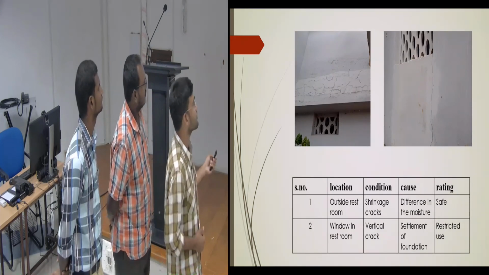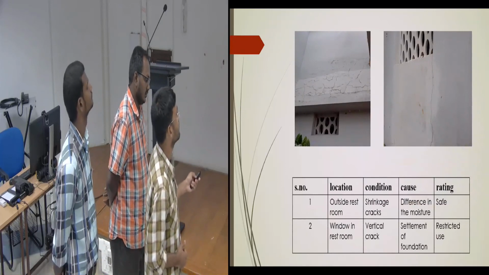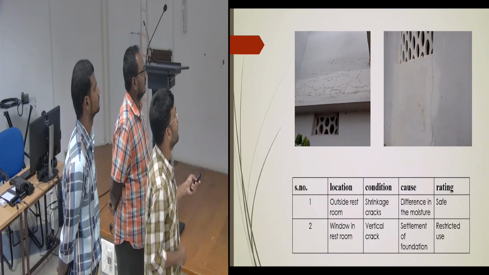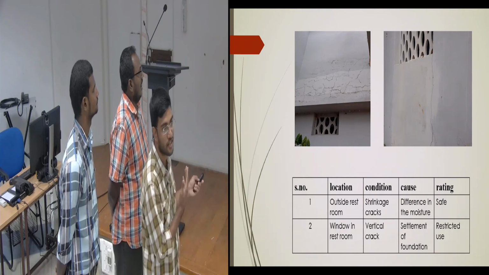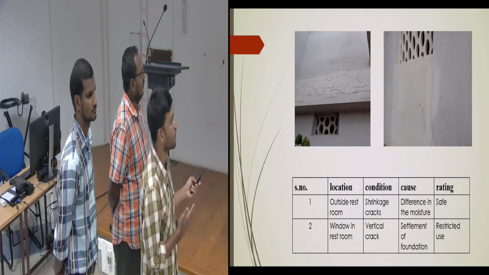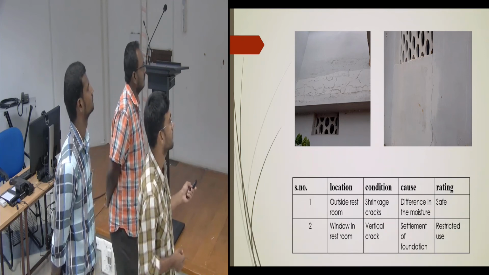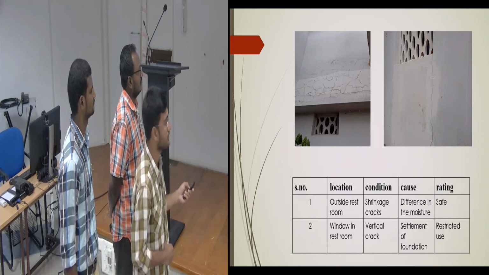This one is the restroom. Above this there are some shrinkage cracks, due to the difference in moisture. Outside there is more sunlight, and inside, because of the restroom, the moisture level is higher, so this is due to shrinkage cracking. But shrinkage cracking is not a big problem, so it is safe.